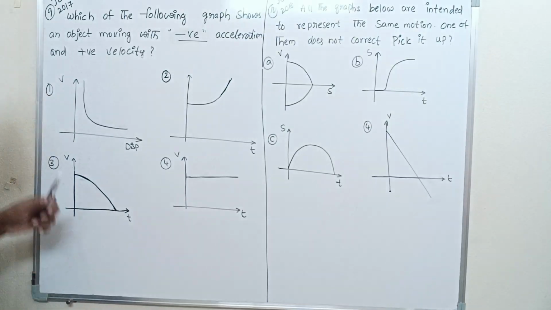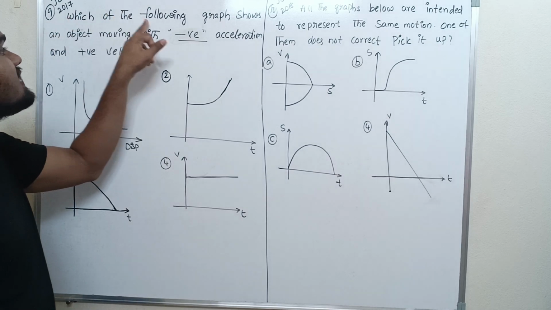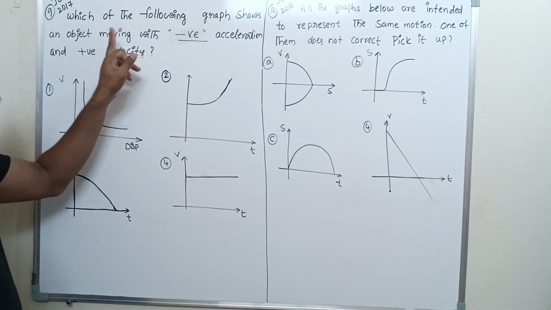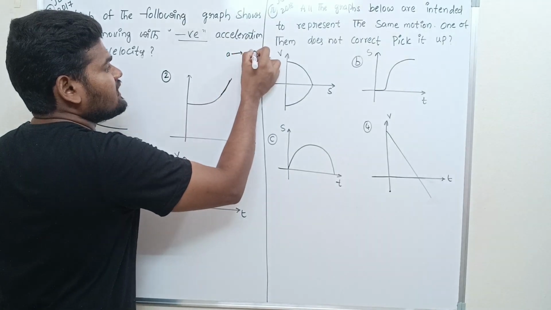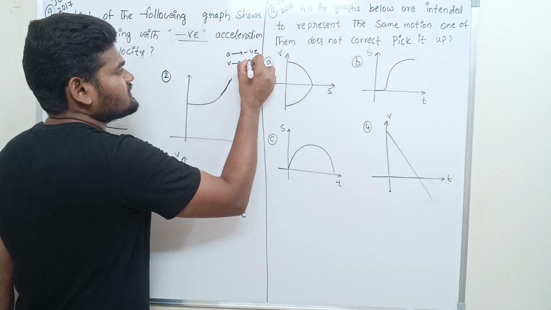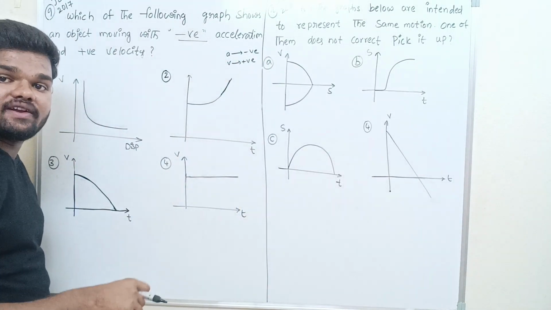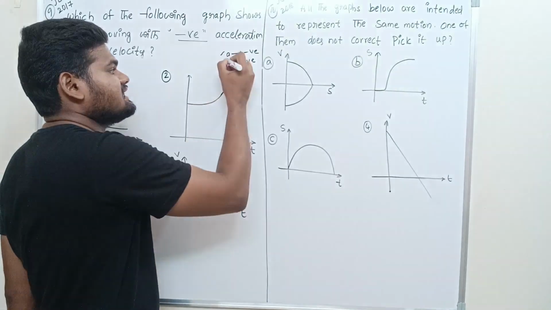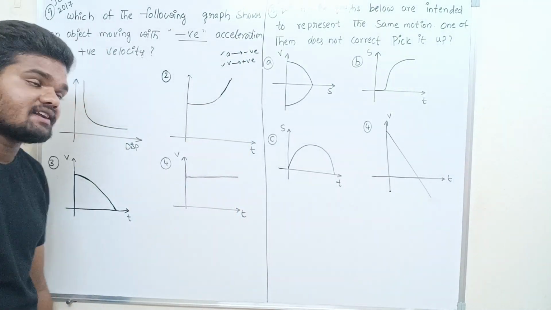Right. Have a look. Here we have a JEE Mains 2017 question. Which of the following graphs shows an object moving with a negative acceleration? The acceleration of the object should be negative, and the velocity positive. That means we have to check these four graphs, and from these, we have to find the graph having a negative acceleration.